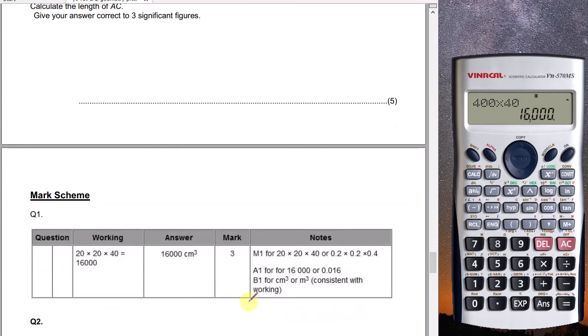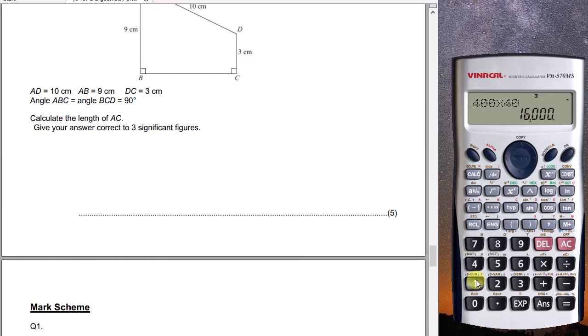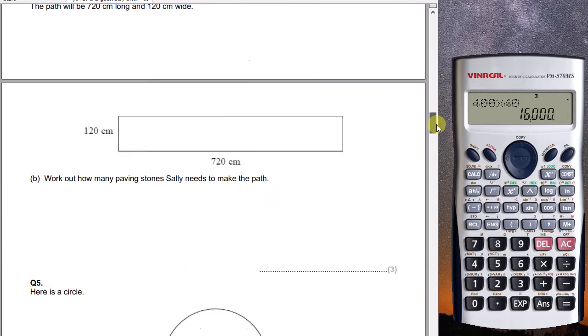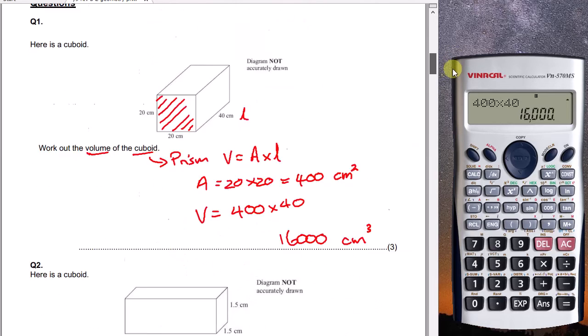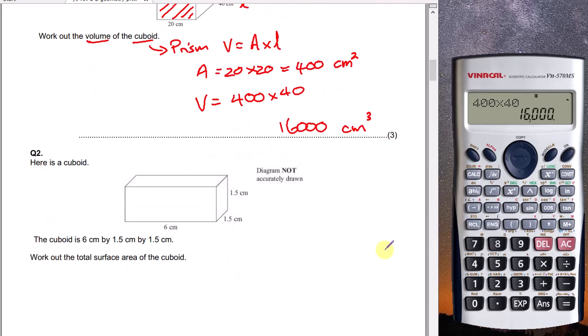16,000 centimetres cubed. Yes, 1 mark for the calculation, 1 mark for the value, and then 1 mark for your units. What they've done here is the calculation using metres. They've converted everything to metres and said they're happy for you to give answers in metres cubed as well. But notice no units were given in the answer, so you should give units.